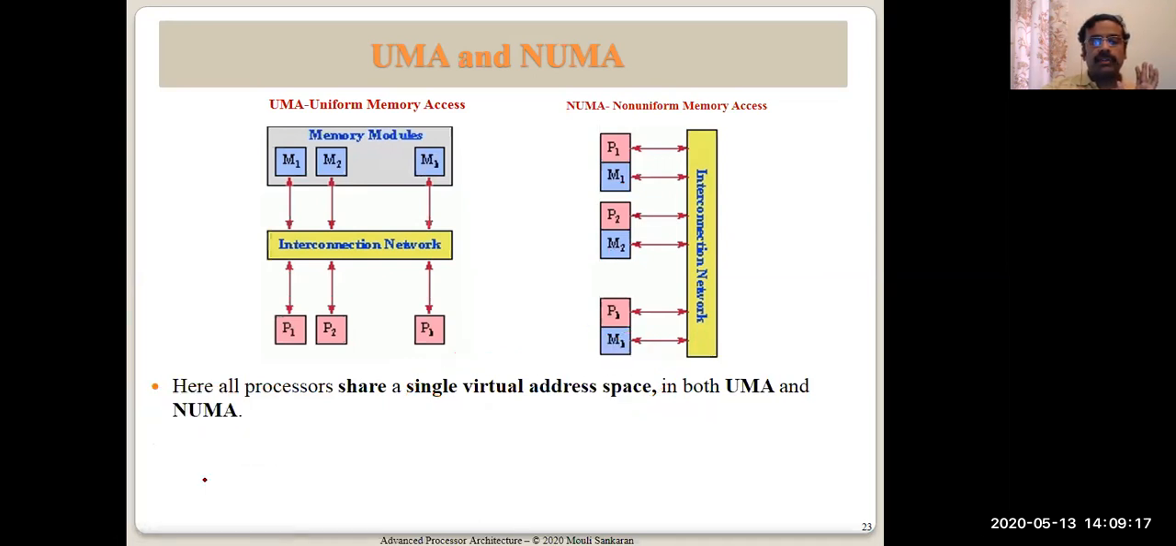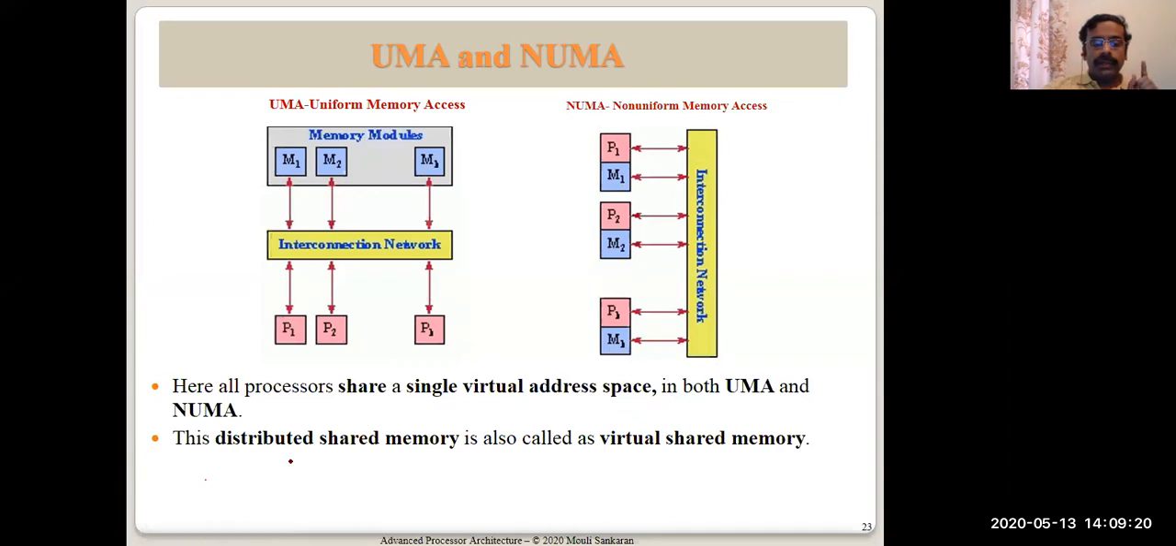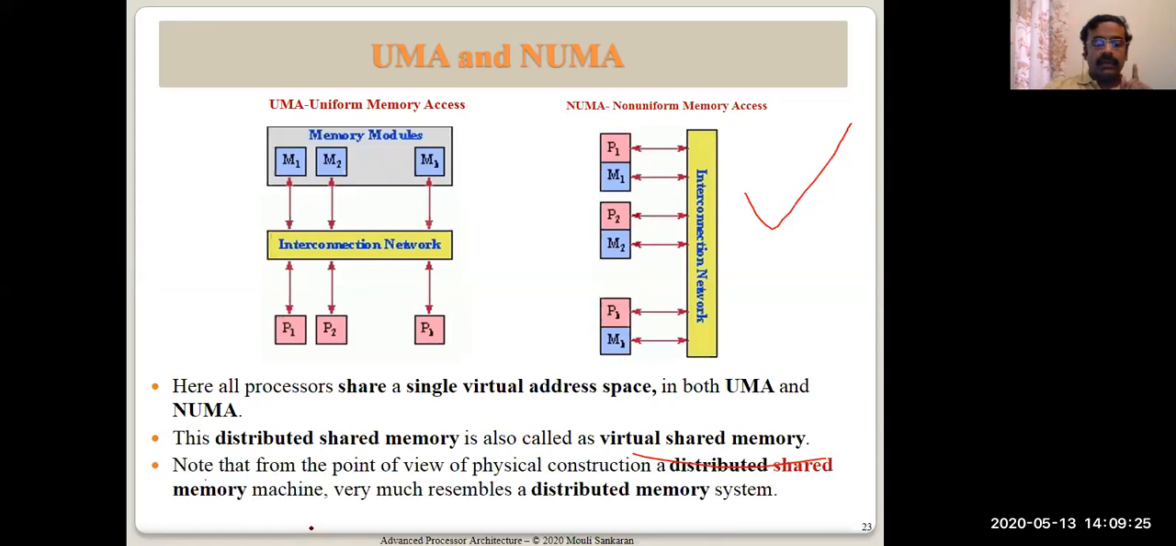That's all. So distributed shared memory is also a virtual shared memory. It falls under this category. Note that from the point of view of physical construction, a distributed shared memory machine very much resembles a distributed memory system. But as far as shared memory systems are concerned, either distributed or shared, they fall under the same category. The only difference is that distributed means the access times will be different, but the address spaces are the same. As long as the virtual address space is the same, that's all.